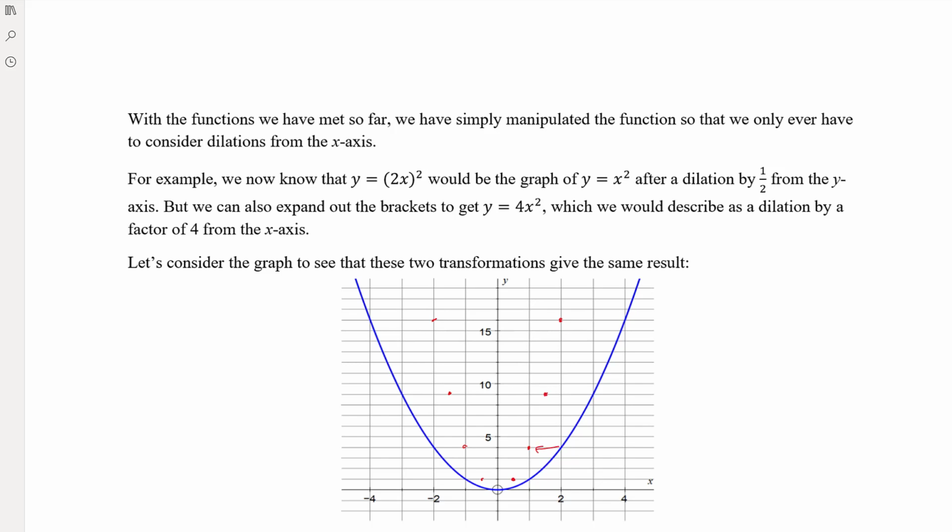Okay, so that is thinking about dilating by a factor of half from the y-axis. Okay, and we join that up and we get our parabola. That is y equals (2x) all squared.